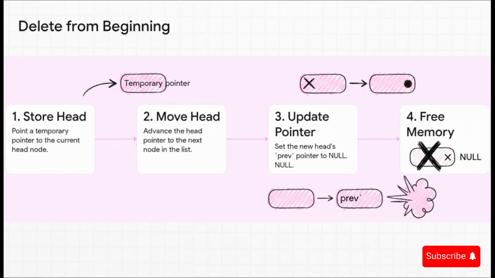First, we make a temporary pointer and have it point to the head we want to delete. This is just to hang on to it for a second. Then, we move the official head of the list over to the second node. Now, this new head needs to know it's the front, so we set its prev pointer to null. And finally, we use that temporary pointer we made to delete the old head, freeing up its memory. The list is now one node shorter, but all the connections are still perfectly intact.